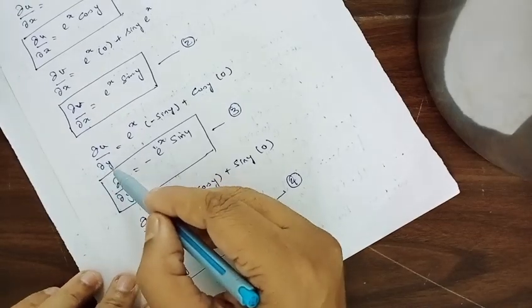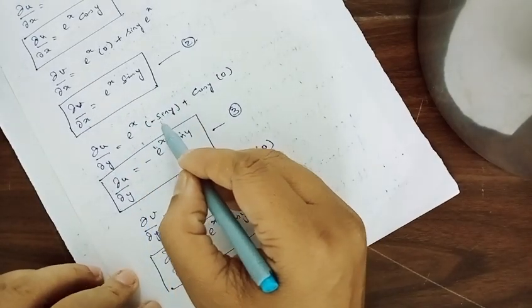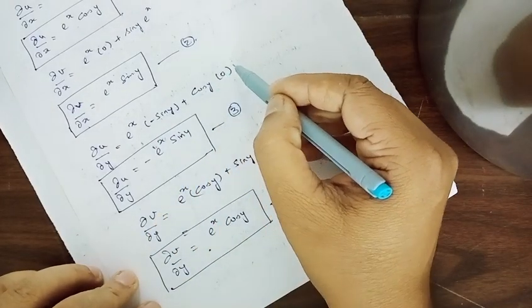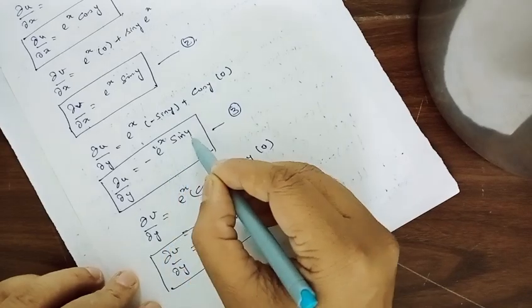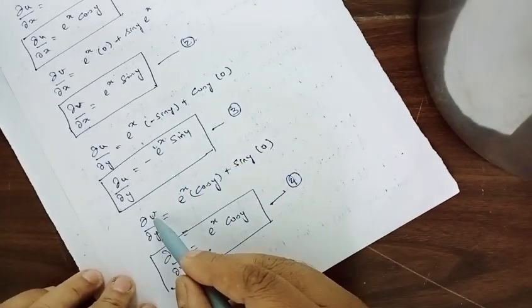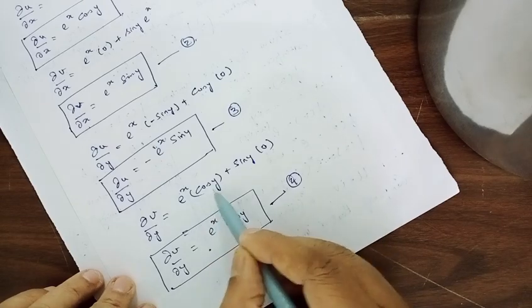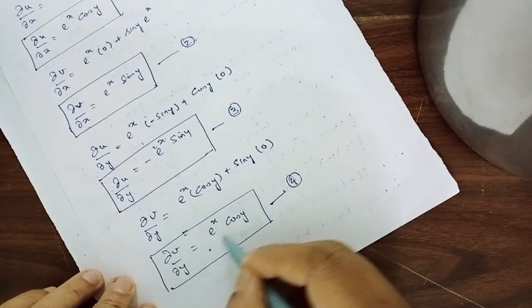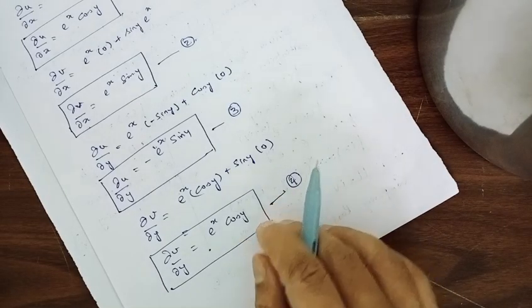So you got this. Then ∂u/∂y. So e^x, when cos y is differentiated, becomes minus sin y. Therefore minus e^x sin y, plus cos y into the x term, which is 0. This becomes 0. Therefore ∂u/∂y is equal to minus e^x sin y. Then find ∂v/∂y, which is e^x cos y plus sin y times 0. Therefore ∂v/∂y is equal to e^x cos y. So now you have calculated all the derivatives.